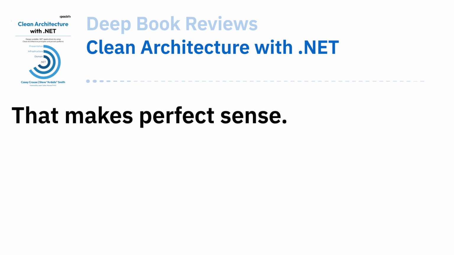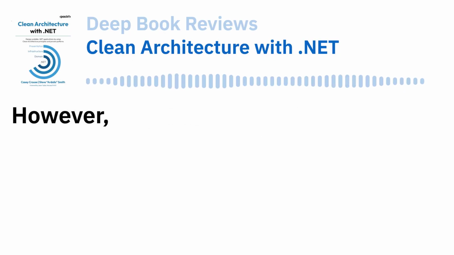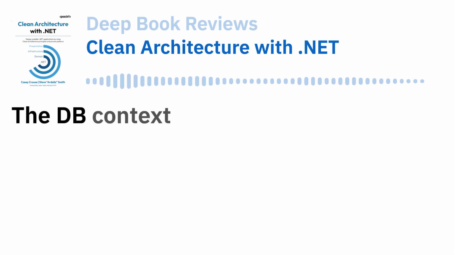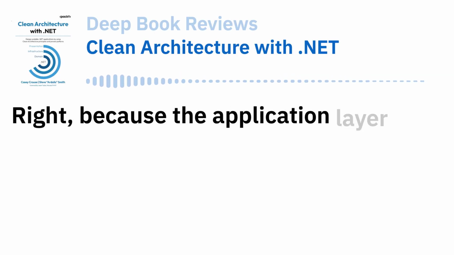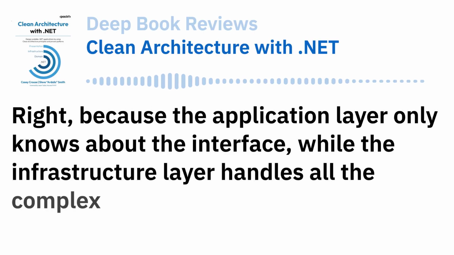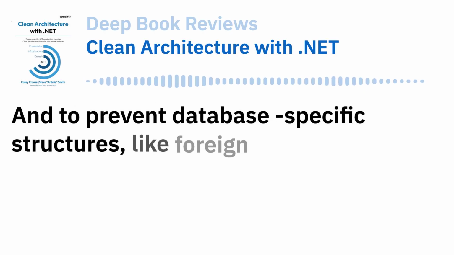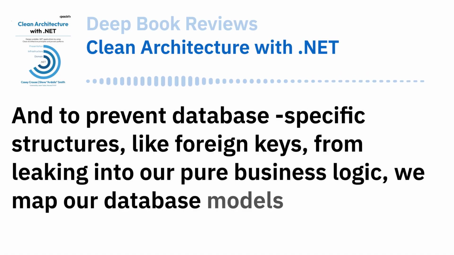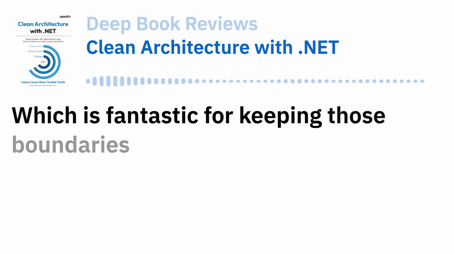That makes perfect sense. And regarding data persistence, we utilize Entity Framework Core. However, the database remains a mere implementation detail. The DB context and the repositories act as strict boundaries. Right, because the application layer only knows about the interface, while the infrastructure layer handles all the complex SQL generation. Exactly. And to prevent database-specific structures, like foreign keys, from leaking into our pure business logic, we map our database models to our domain models using a tool called AutoMapper. Which is fantastic for keeping those boundaries clean.